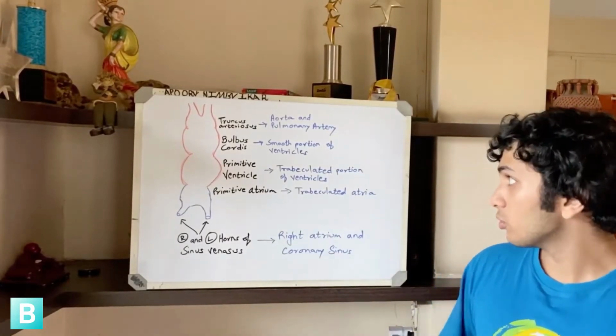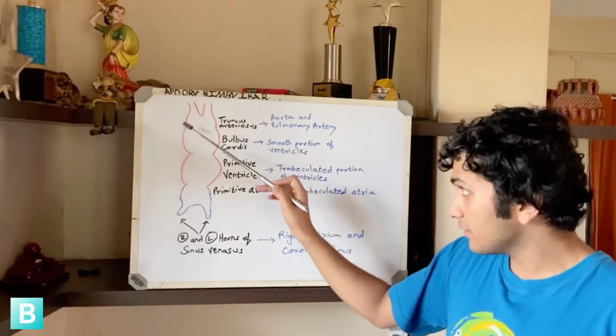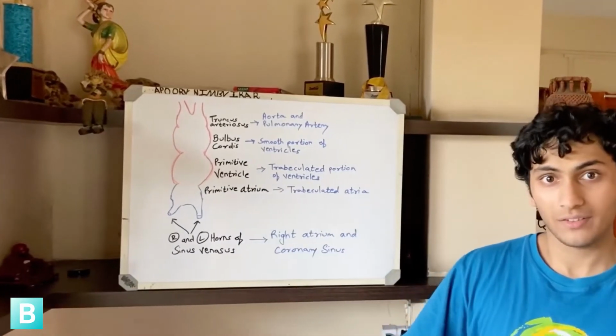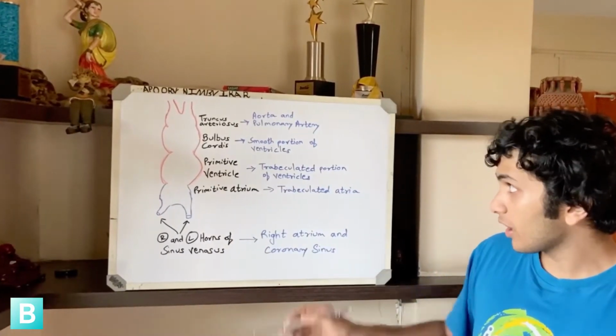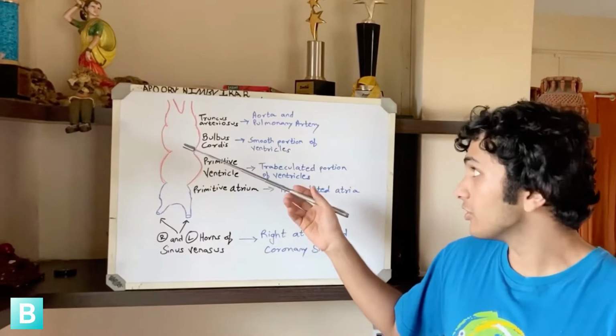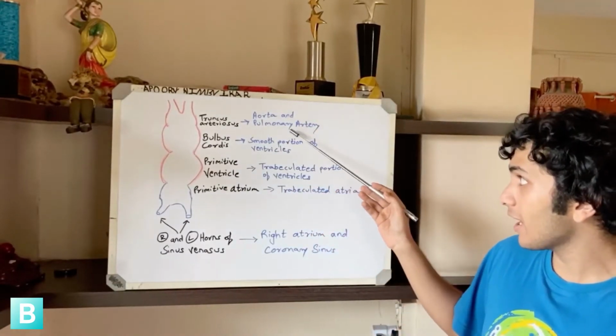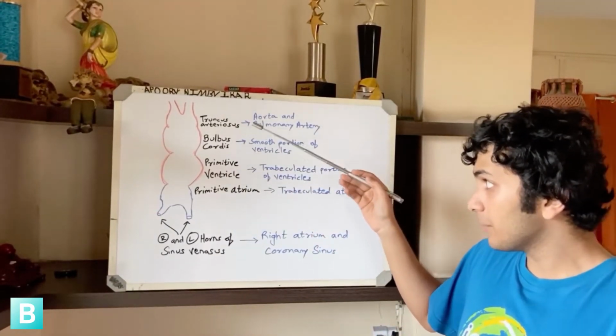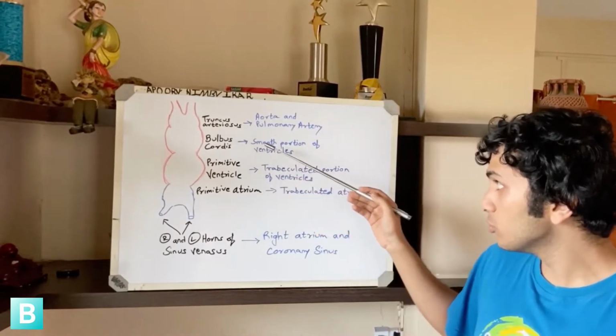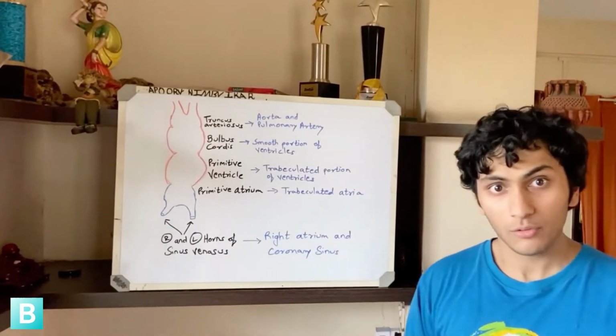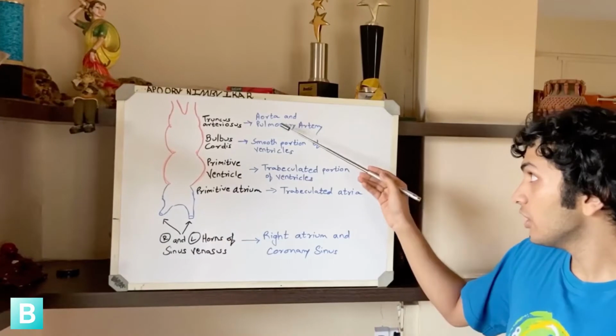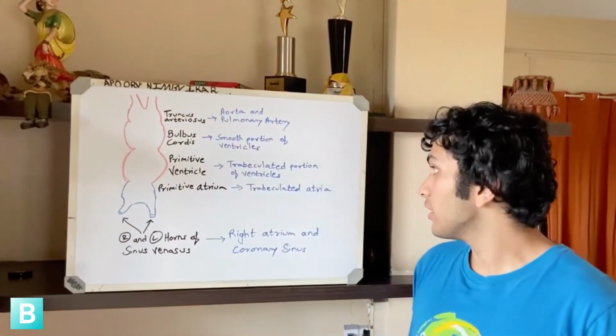Now it's important to note what these structures will finally end up as in the adult heart. So the truncus arteriosus, as the name suggests, will end up as the pulmonary artery and the aorta. The bulbus cordis will form the smooth portions of the ventricles, which are the outflow tracts that lead to the pulmonary artery or the aorta.